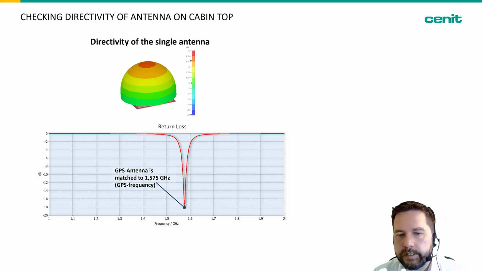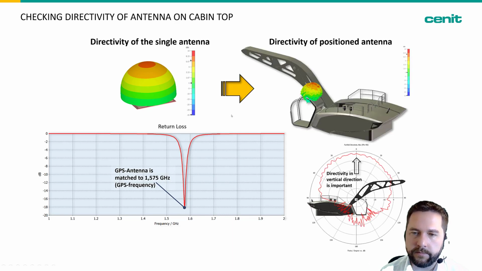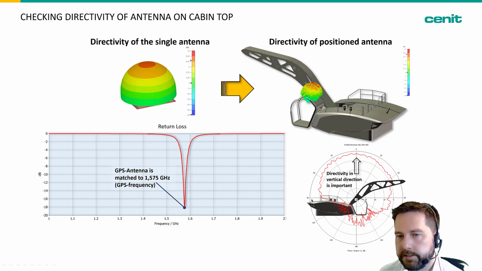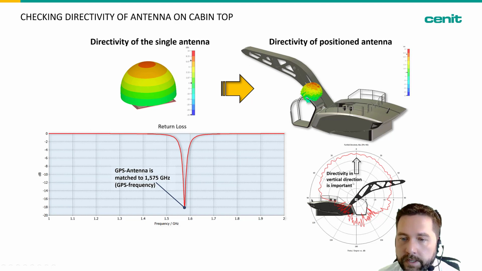Now, of course, the question is, how good is the directivity when we build this antenna on the rooftop of the excavator? Because then we might have some influences of the surrounding structure. We can do this with a hybrid task in CST Studio Suite, and we see that still the structure does not have a big influence on the directivity. The directivity is still okay in the vertical direction where we need it. So there's no issue at all.